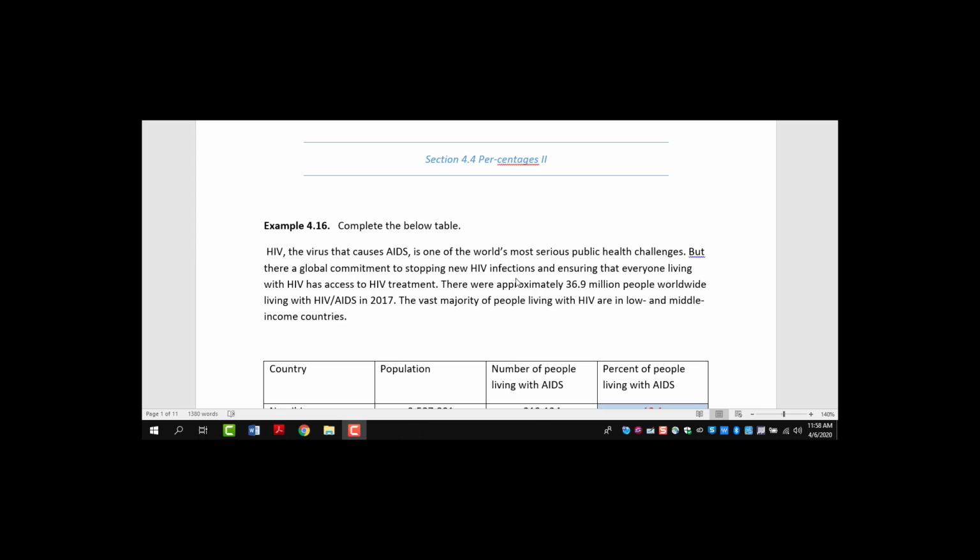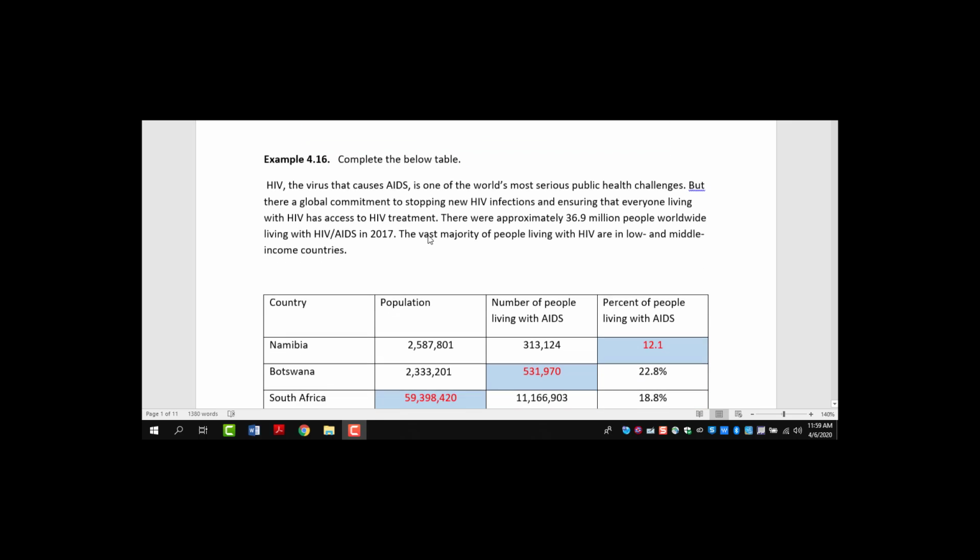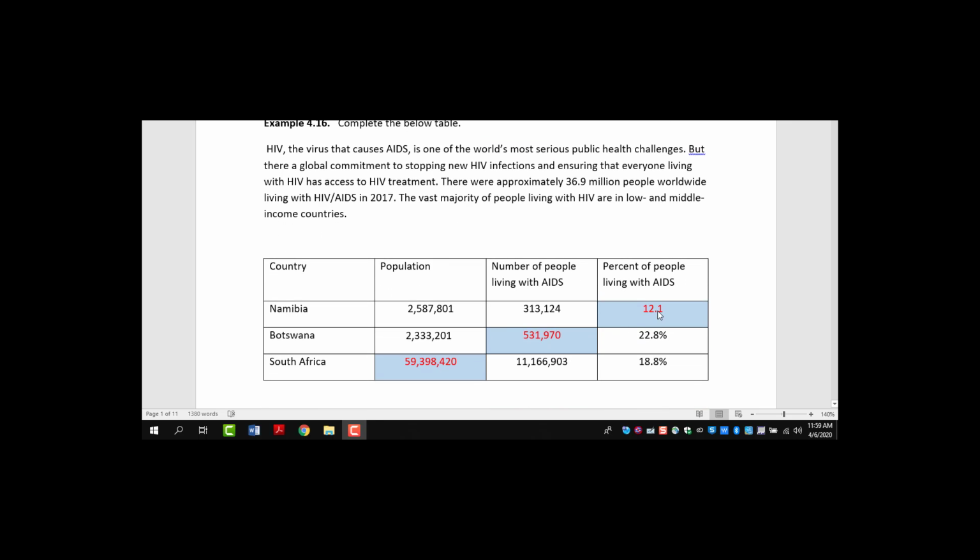Okay, so we're going to start section 4.4, percentages 2. Complete the below table. Here's the table. These numbers are the ones we're going to find in the example. The other numbers we have.